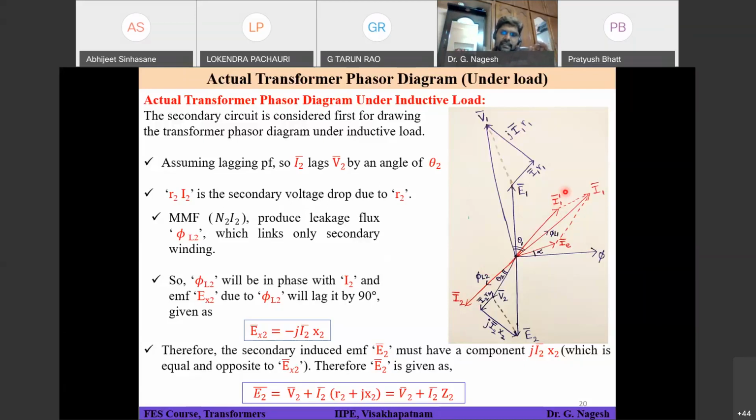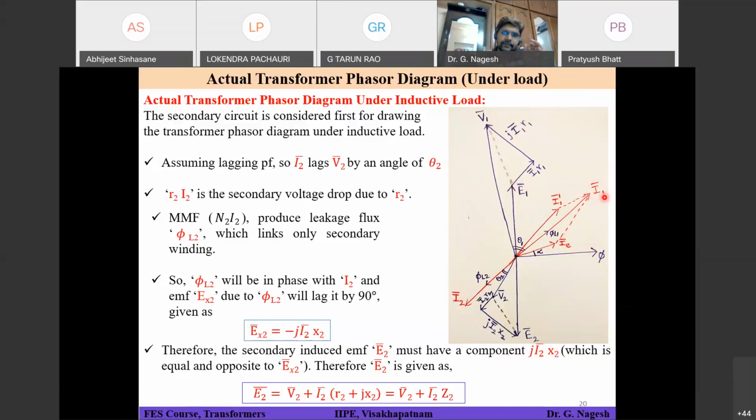This I1 dash is called the load component of primary current, because it will come into the picture only when the load is connected. This I1 dash is added, by phasor addition, to the already existing excitation current IE. So the phasor addition of I1 dash and IE is called the primary current I1. So that is shown here.